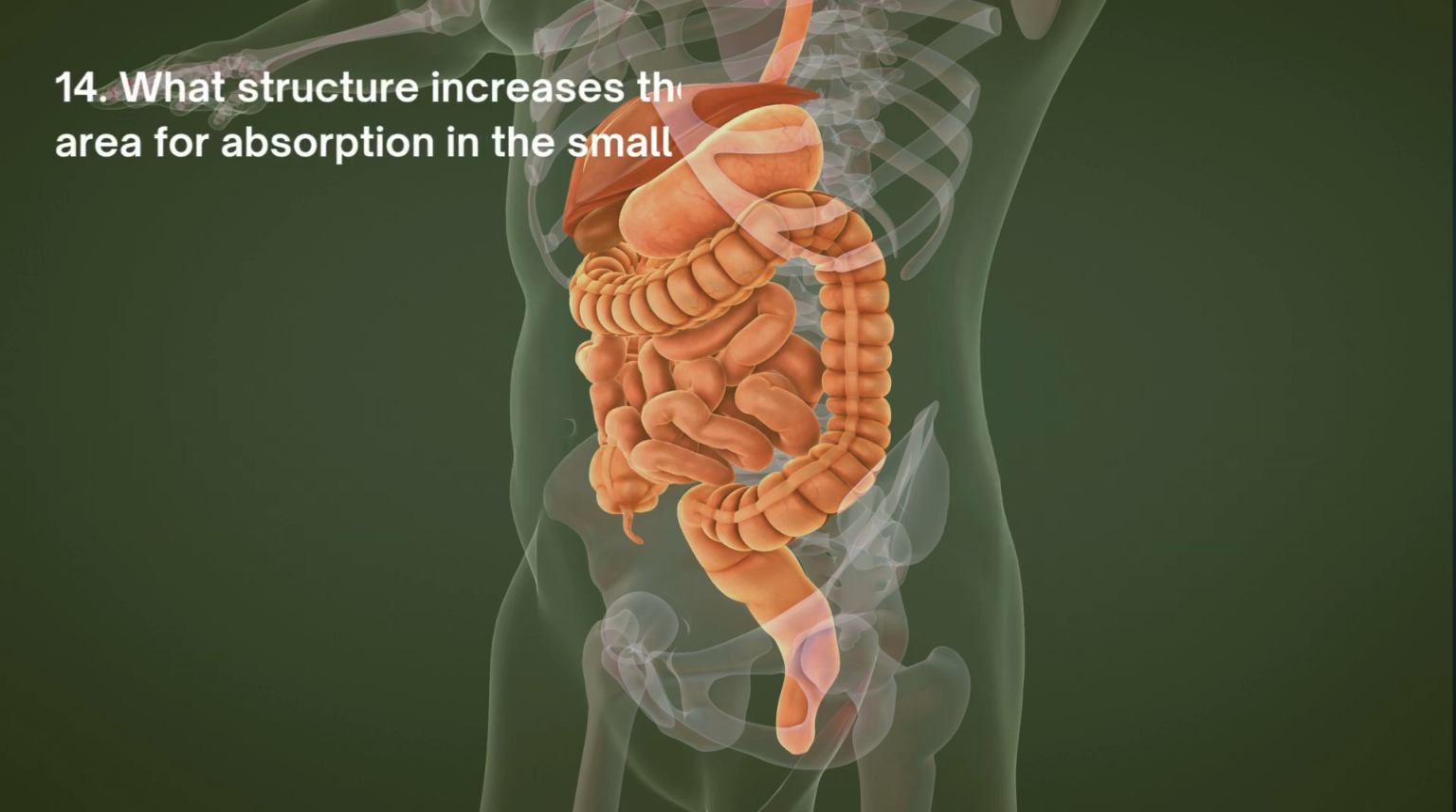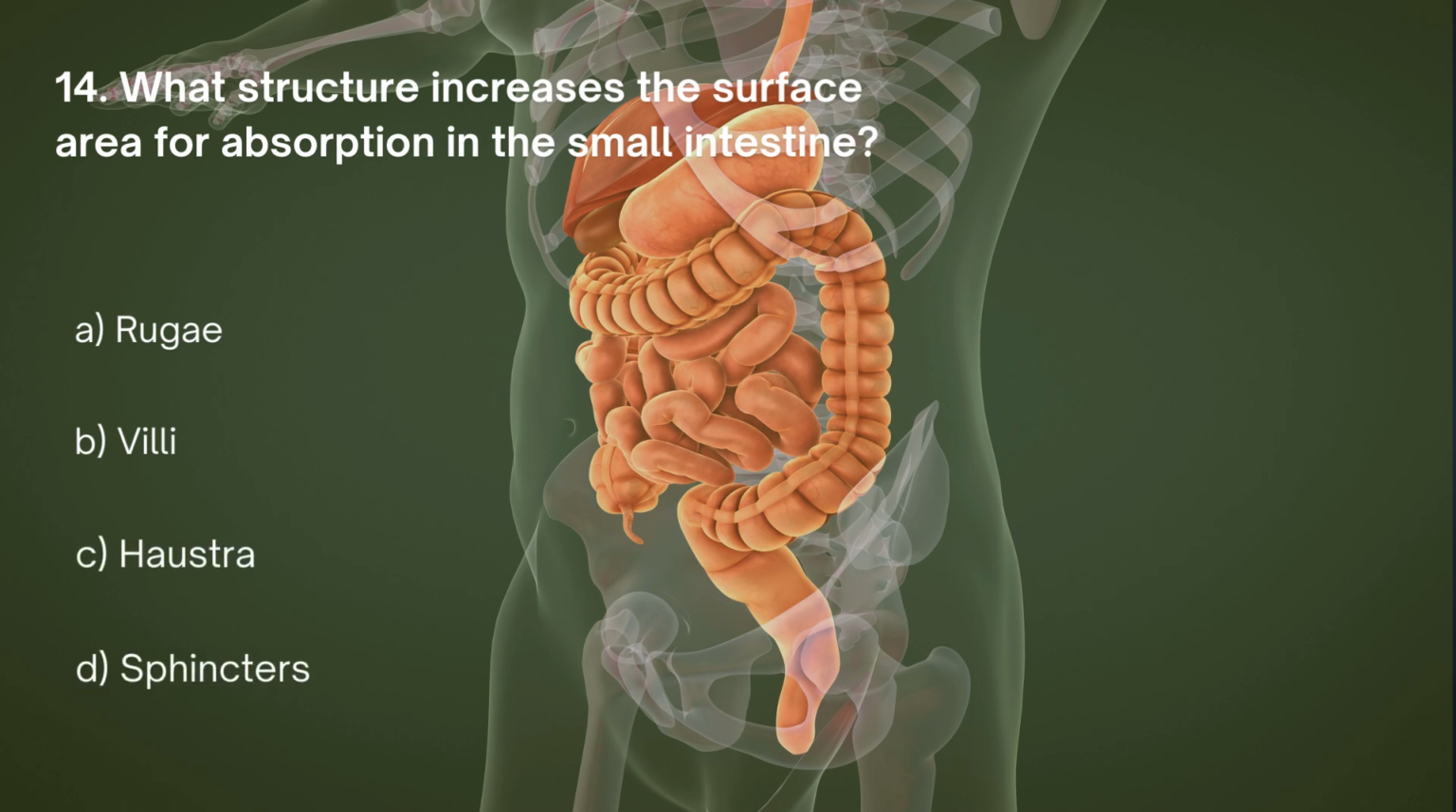14. What structure increases the surface area for absorption in the small intestine? A. Rugae. B. Villi. C. Haustra. D. Sphincters.